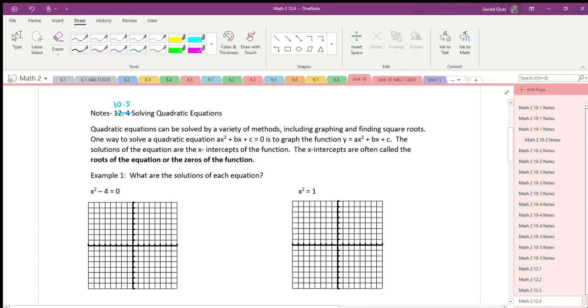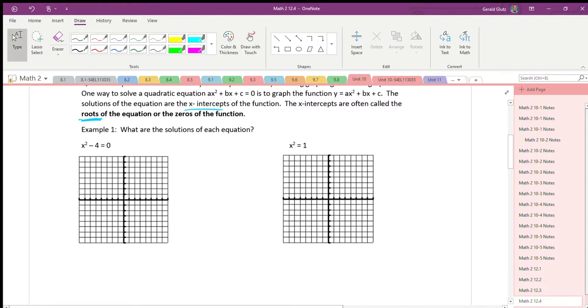Alright, so this section is going to be talking a lot about x-intercepts. We've talked about y-intercepts a little bit, but now we're going to talk about x-intercepts. We don't usually call them x-intercepts in quadratic equations. We usually call them roots. So if you ever hear me say, or if anybody says roots, that means the x-intercepts.